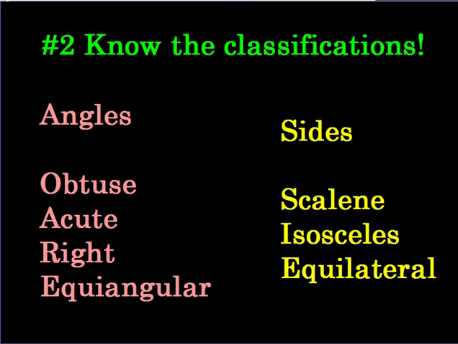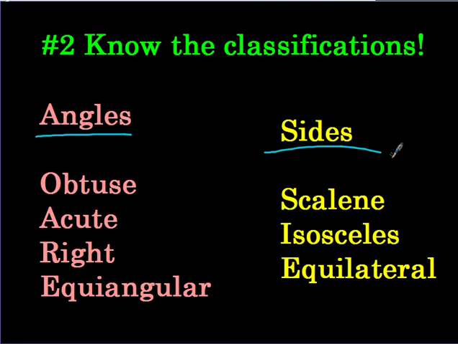You need to know your classifications, number 2, of all of the different triangles. So triangles are classified, sort of like getting a first and last name. We have classifying by angles and classifying by sides. Classifying by angles, obtuse means that it has one obtuse angle. Acute means that all 3 angles are acute.